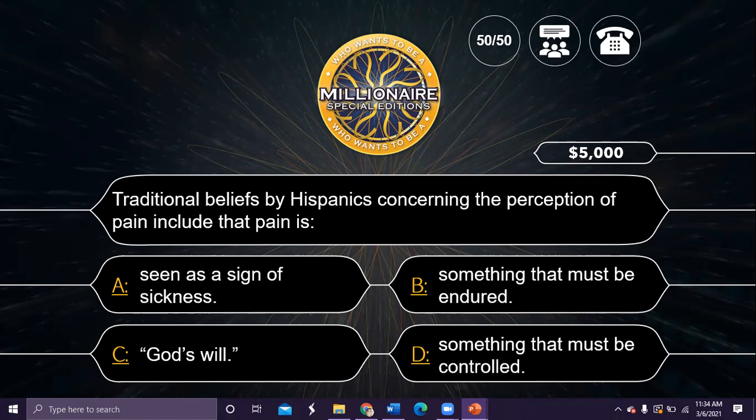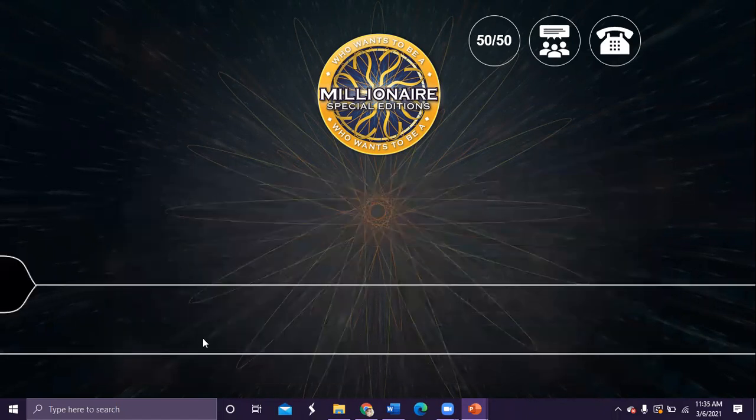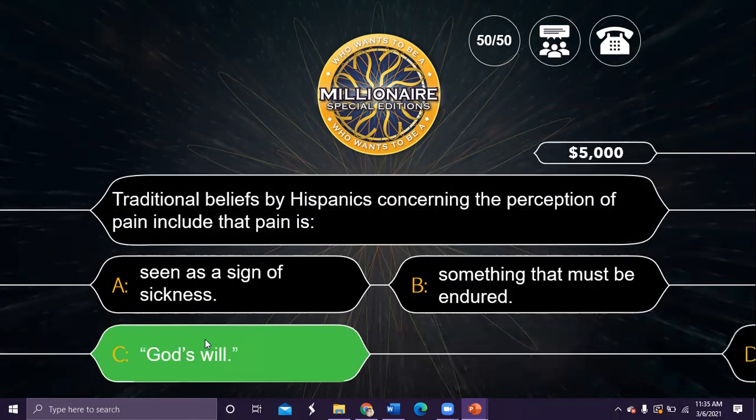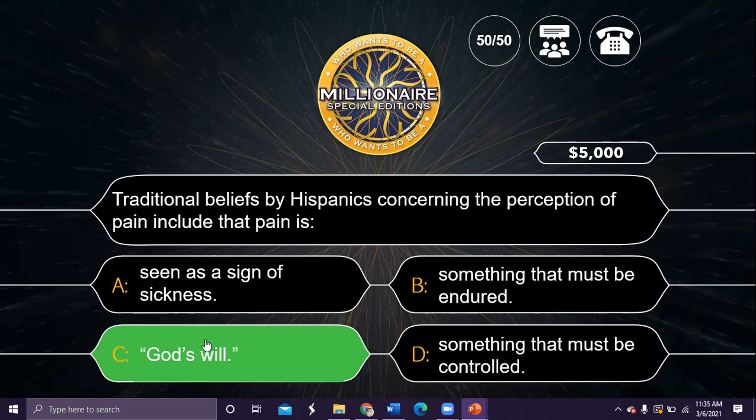I'm gonna go with C. Yes, traditional belief of Hispanics is that pain is God's will. And this is statistical, almost sounds stereotypical, right? However, it is a correlation that you need to be aware of to be more culturally sensitive. And it is something that is taught within our book. So that is why I have to relay that information to you. It is testable information, okay?